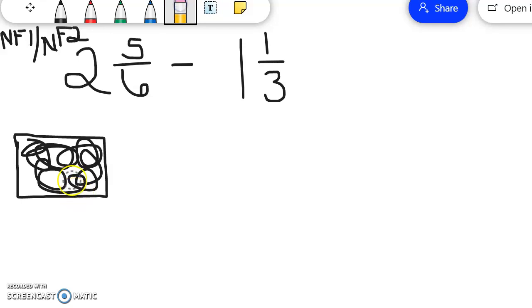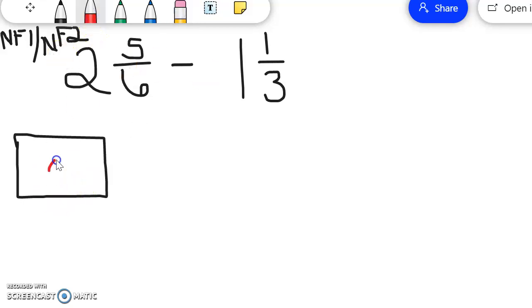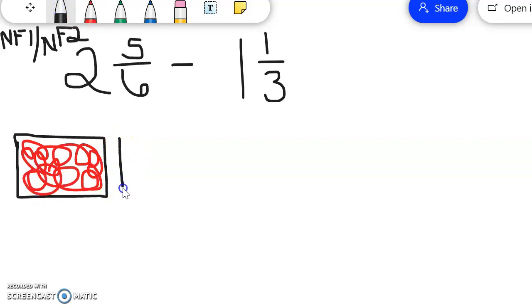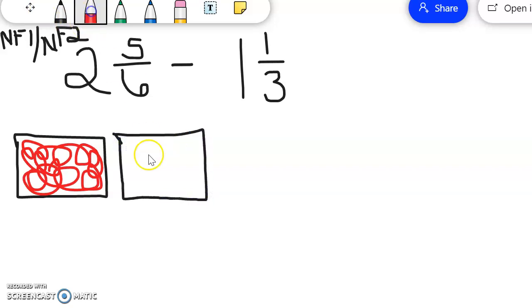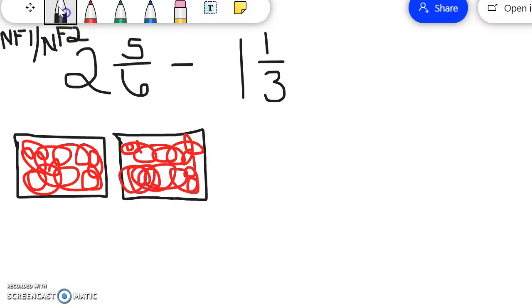Actually, I don't want to use black. So that's 1 hole. Two holes. And then I need to create 5/6.